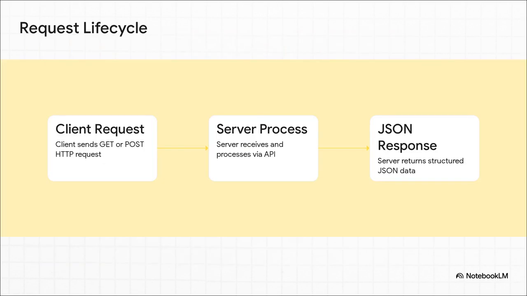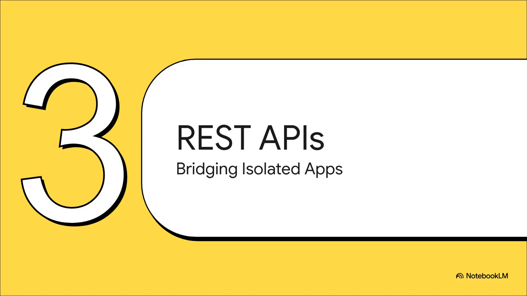And here's how that conversation flows in the real world. Step 1. The client kicks things off by firing off an HTTP request using methods like GET or POST. Next, the server catches that request, processes it through an API, and finally packages the requested info and shoots it back as structured JSON data. It's just a constant, standardized back-and-forth conversation. Which brings us to part 3, bridging systems with REST APIs.